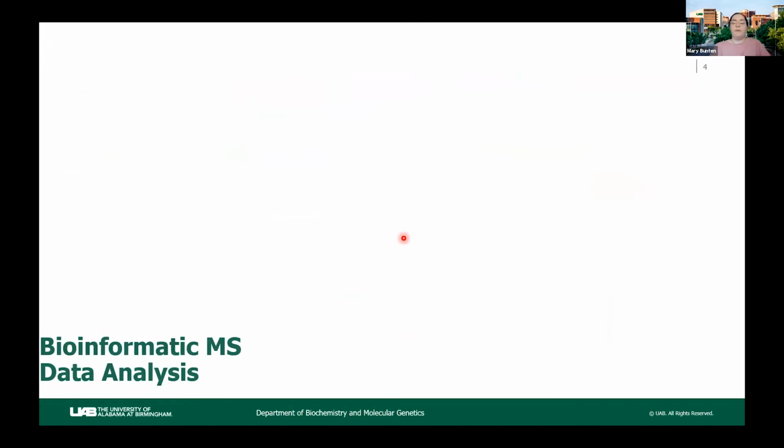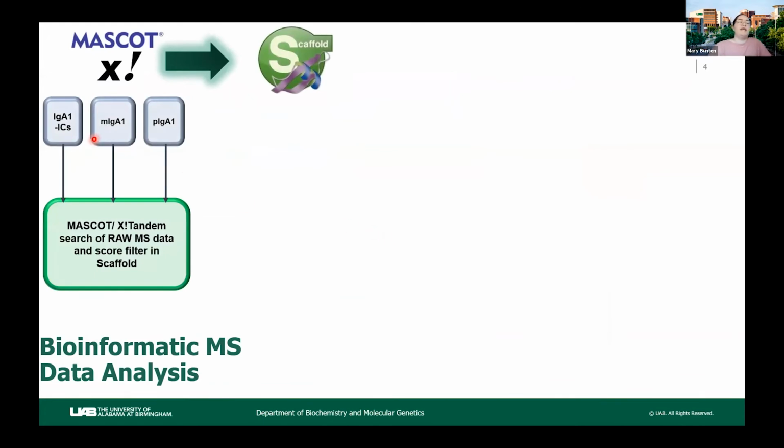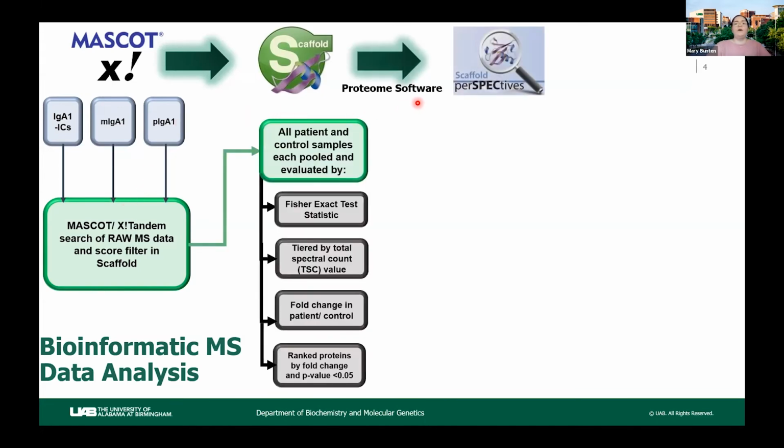Now moving into the bioinformatic workflow that we use to process this data, we take each of those three fractions that I just showed you before and search them in Mascot and X!Tandem and score filter in Scaffold. Mascot and X!Tandem use a UniProt human proteome database to identify all the proteins, and then Scaffold score filters and visualizes the protein enrichment and abundance per sample. We are also using Scaffold Perspectives, which as of a couple weeks ago, these two programs have different names now, but they're from Proteome Software. This allows us to have a more biomedical drive with our experiment.